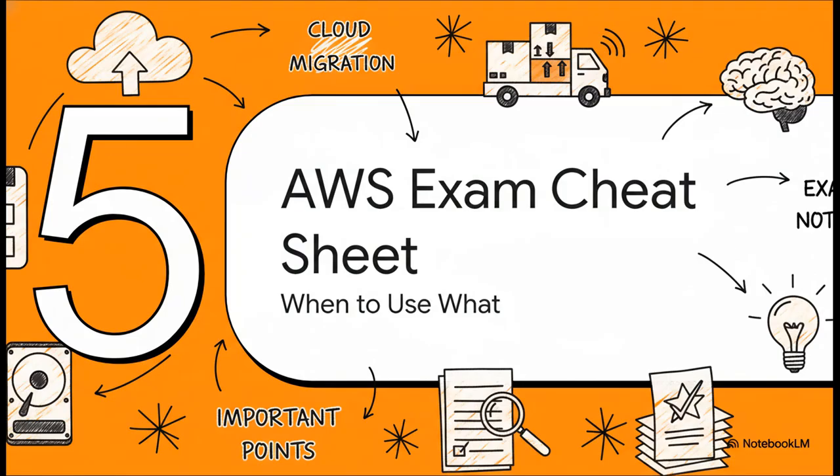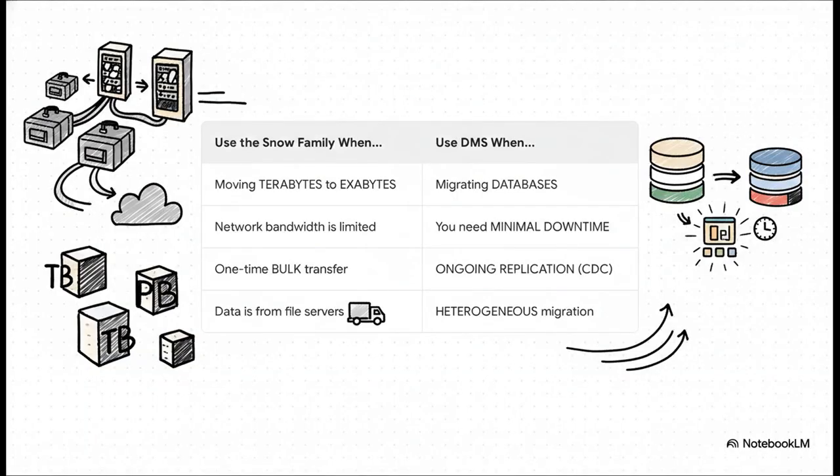Okay, that was a lot. So let's boil it all down into one final cheat sheet. You're going to want to pay really close attention to this next slide. It's pretty much everything you need to know for the exam on this topic. When you're reading those exam questions, you're just looking for these keywords. If you see words like terabytes, petabytes, or exabytes, or if the scenario is all about a slow network for a one-time bulk transfer, your brain should immediately jump to the Snow family. On the other hand, if the question is about migrating a live database, and it mentions minimal downtime, or ongoing replication, or changing database types, the answer is going to be DMS, every single time.